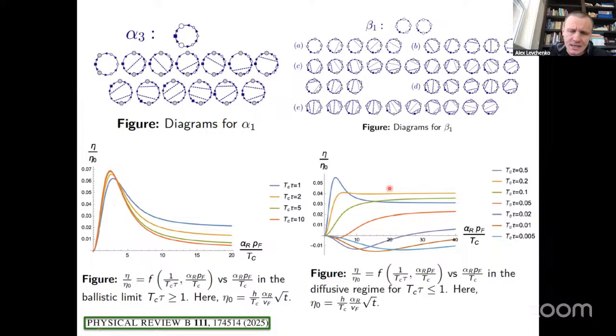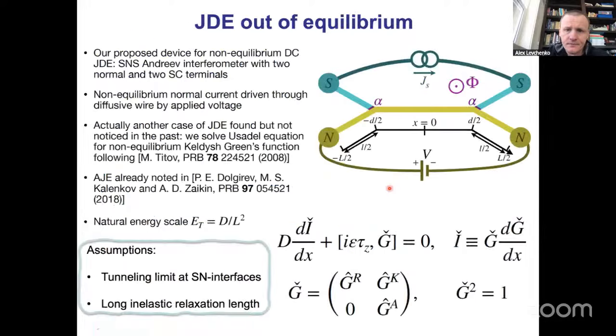So extrinsic meaning it's generated by disorder. In this case, it leads to an additional contribution due to the mixing of singlets and triplets in the superconducting state, which are promoted by disorder scattering. And this also leads to an enhancement of diode efficiencies.